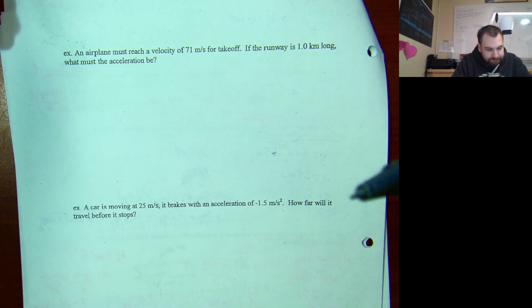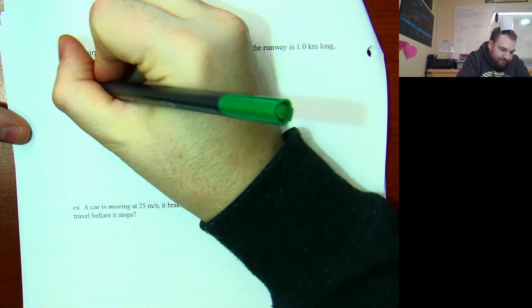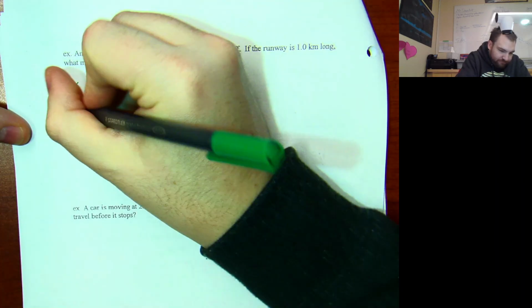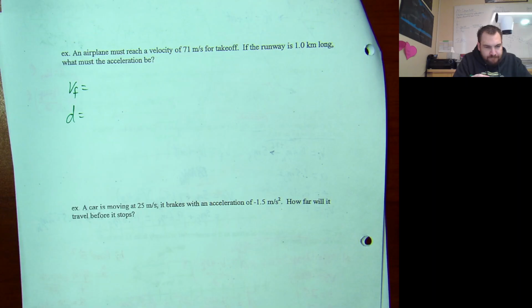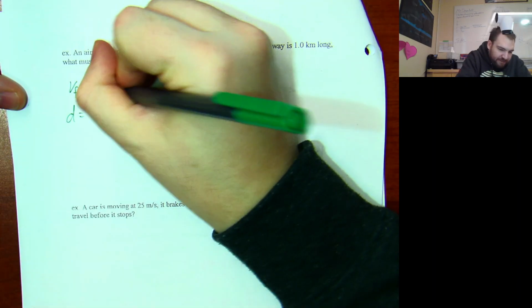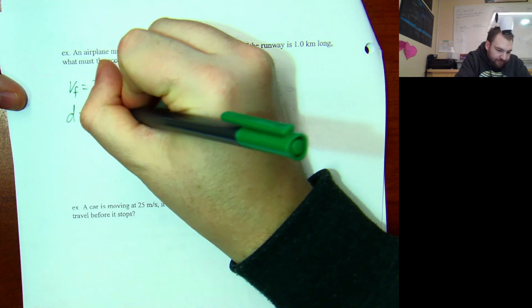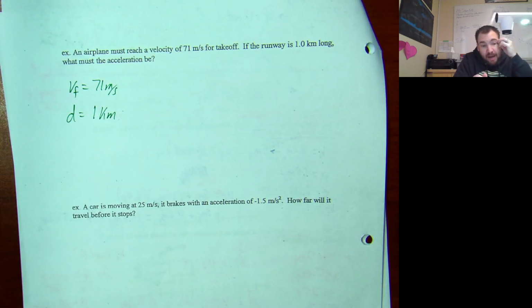Connor, you've got a final velocity and you have displacement. What's my final velocity? 71 meters per second. What's my displacement? The 1 kilometer. Okay. What else do I have?